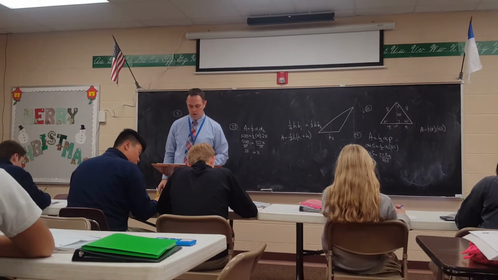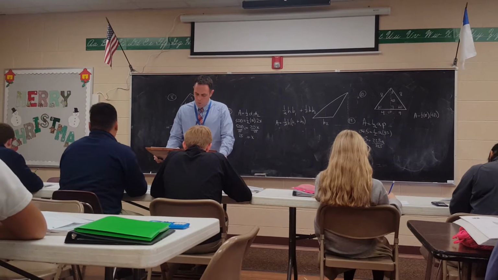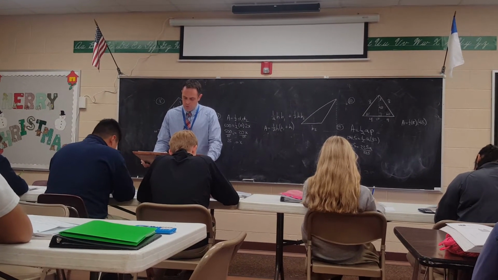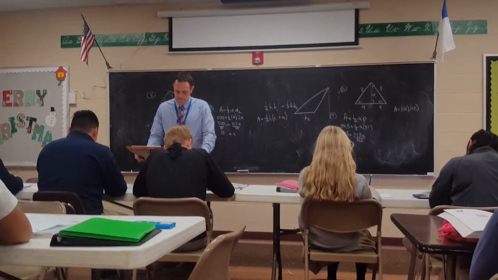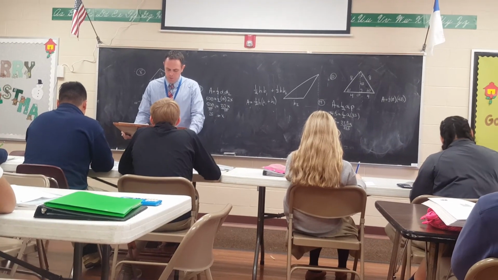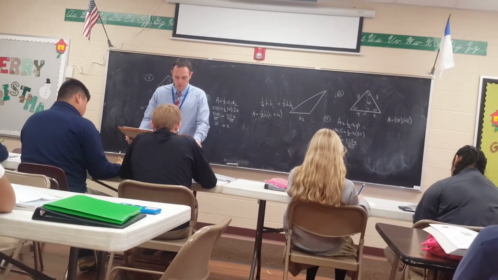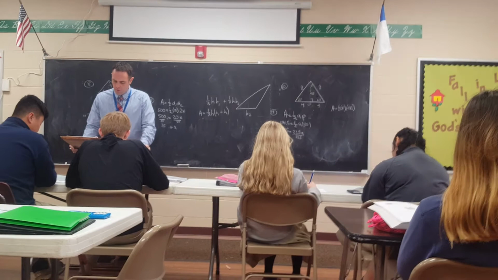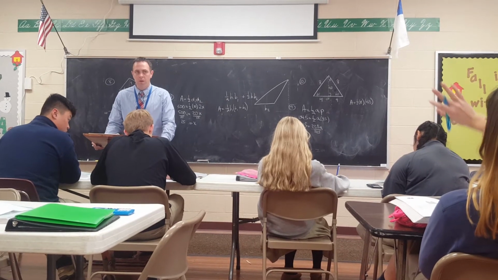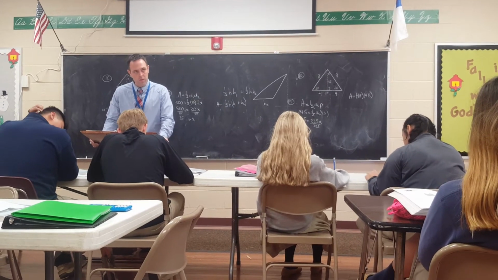All right, 29, X is equal to 4 square roots of 3. Y is equal to 6. A is equal to 6 square roots of 3. Number 30, A is equal to 15 square roots of 3. B is equal to 30, and C is equal to 15 square root of 2.